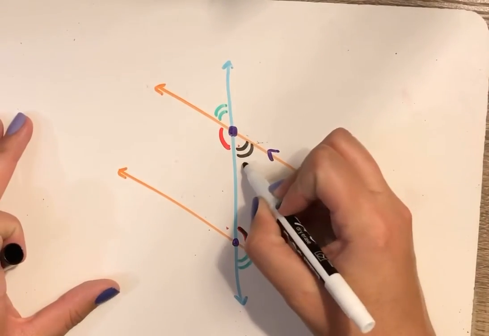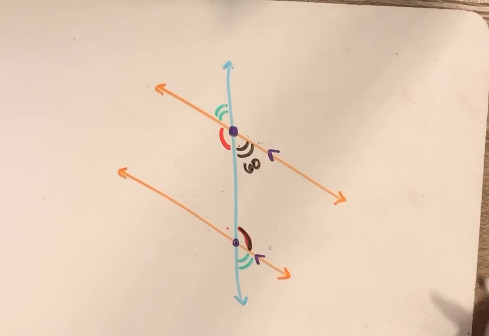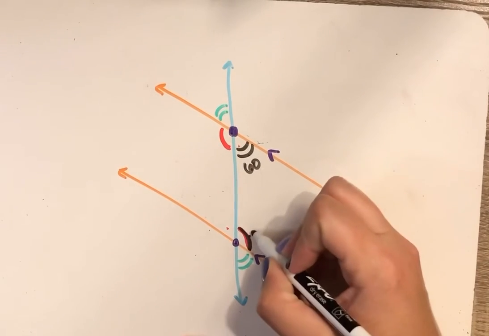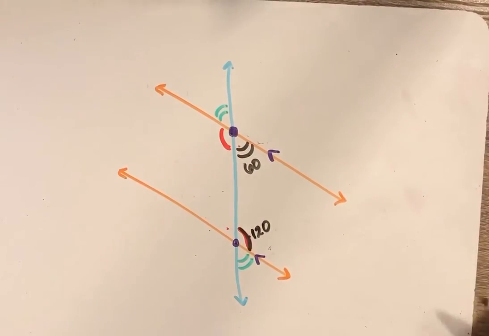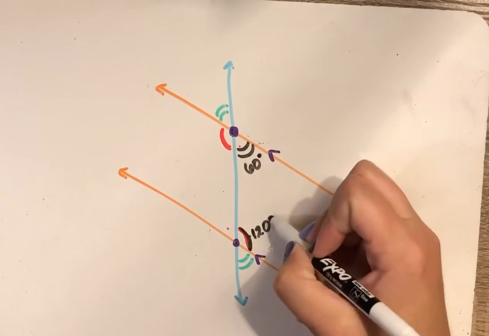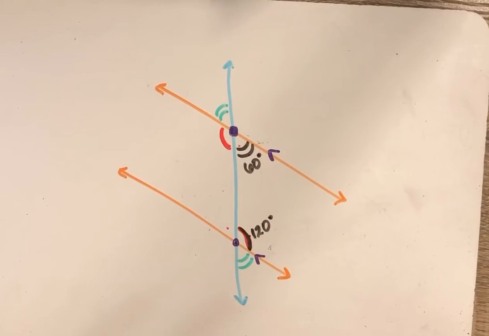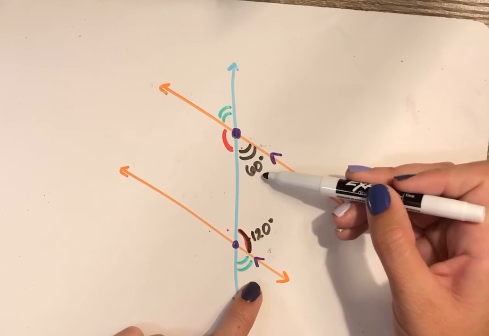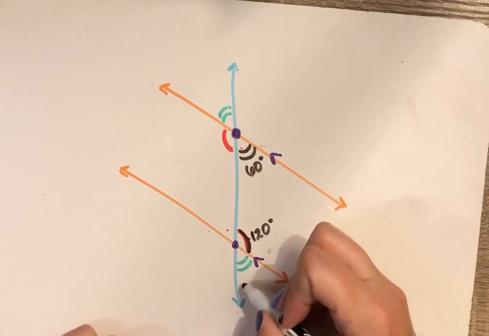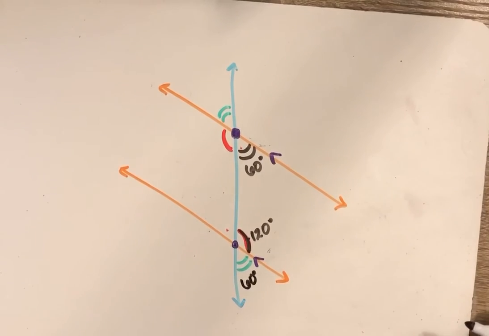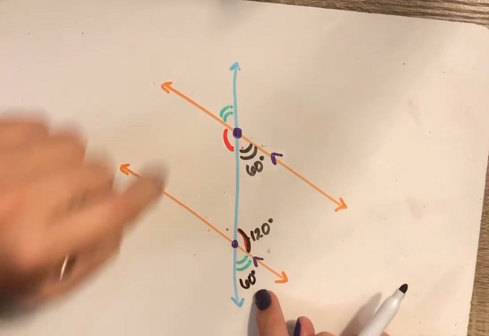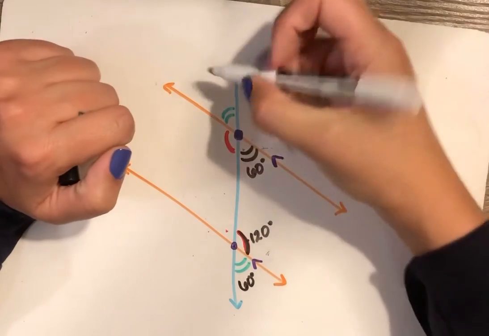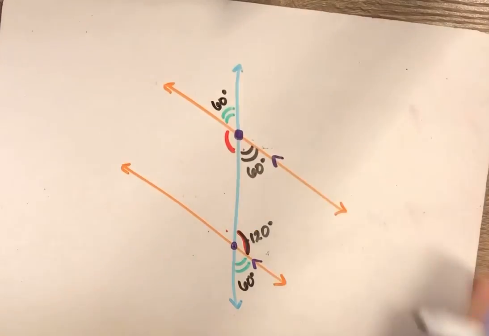So let's say that this angle measures 60 degrees. Then this angle right here, the same side interior, would be supplementary. So it would measure 120. So let's go ahead and mark the remaining angles. So I know that these two are corresponding. They're in the same spot, so this angle is also 60 degrees. I marked earlier these green angles. They are alternate exterior. They are congruent, so this is also 60 degrees.